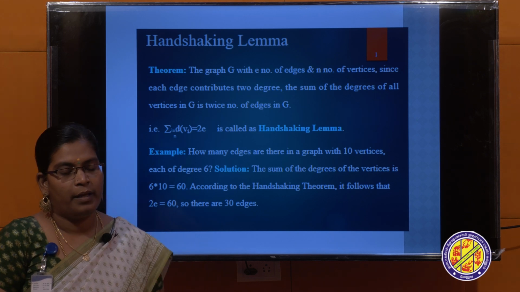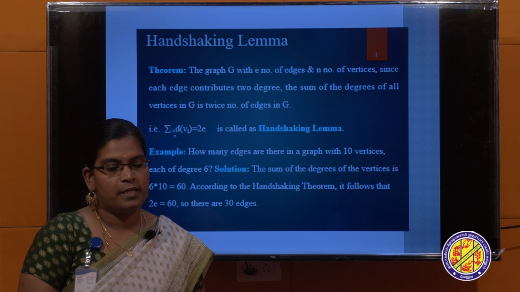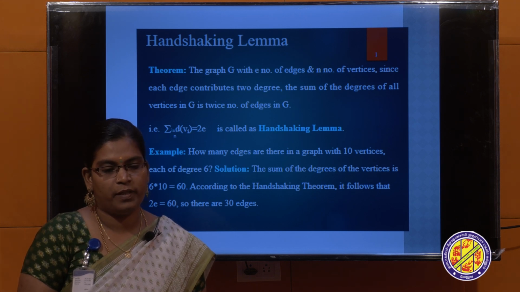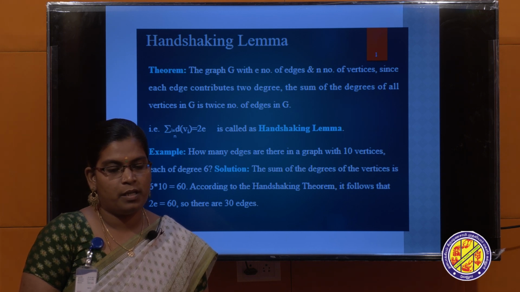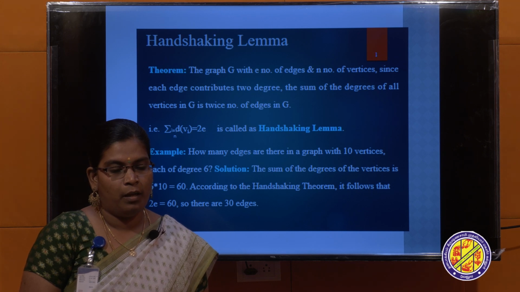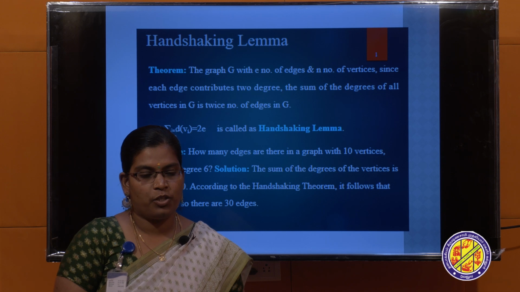Handshaking lemma. Consider a graph G with e number of edges and n number of vertices. Since each edge contributes 2 degrees, the sum of the degrees of all the vertices in G is twice the number of edges. So the summation of degree of Vi equal to 2e is called the handshaking lemma. Suppose, how many edges are there in a graph with 10 vertices? Each has degree 2.